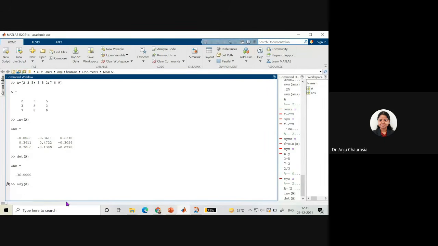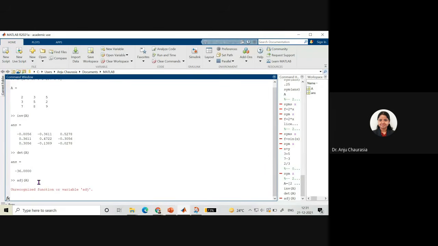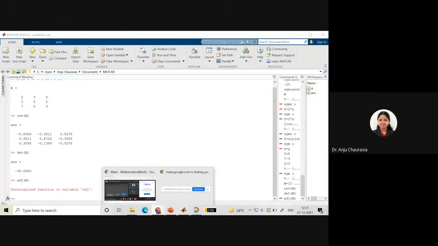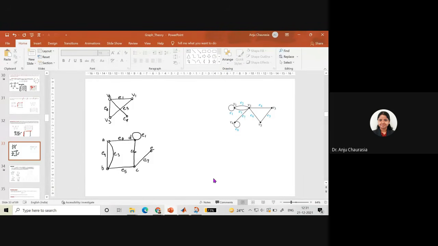Maybe if I forgot any formula, for the adjoint whatever is there. By using software you can solve a matrix and check your result also. That is very simple. That's why MATLAB is available here, and that's why I'm telling you.